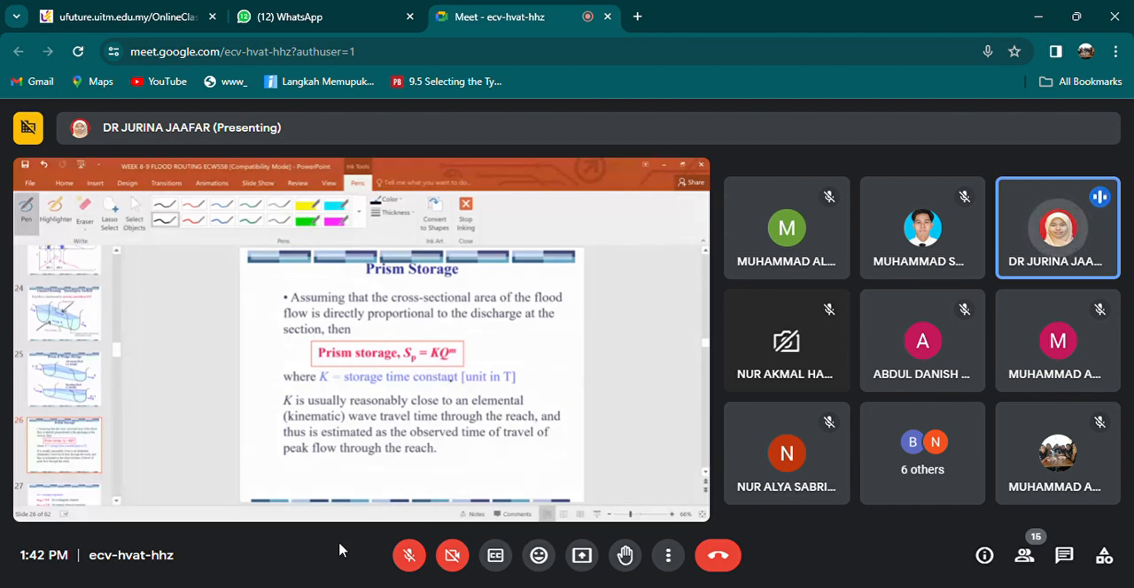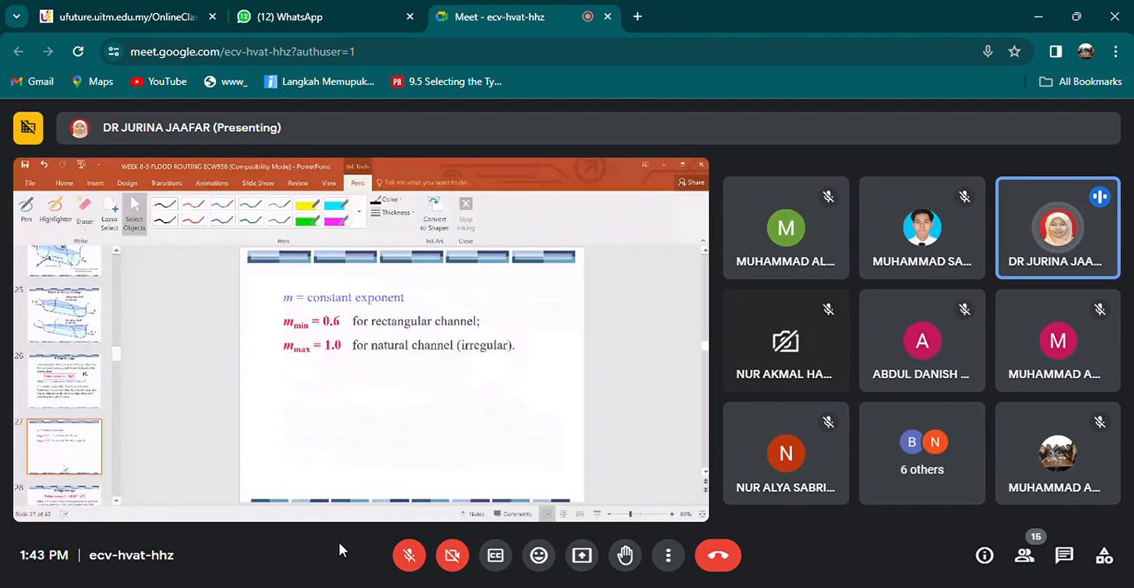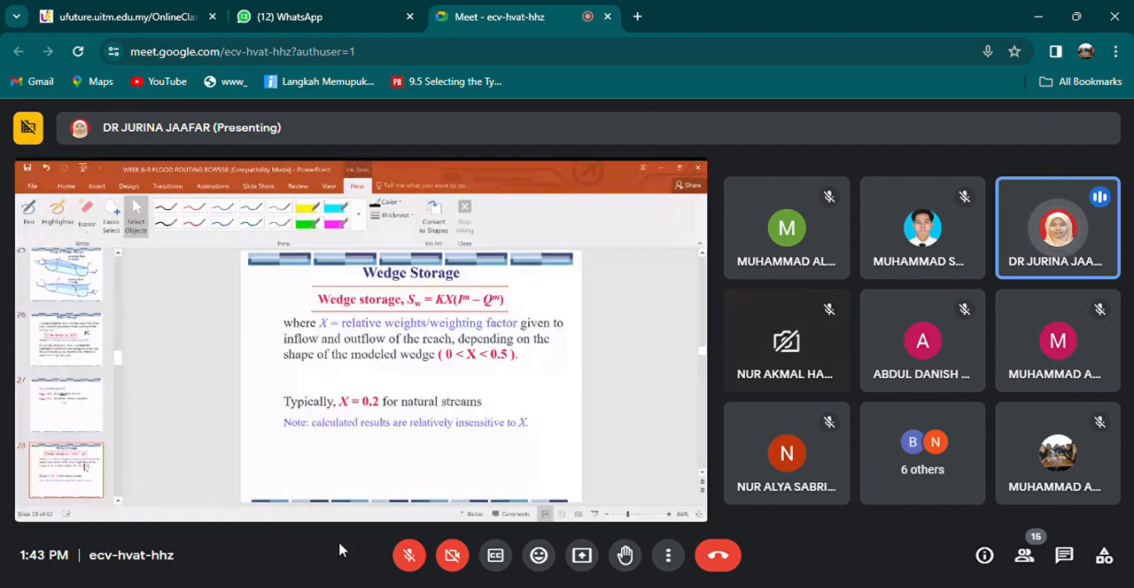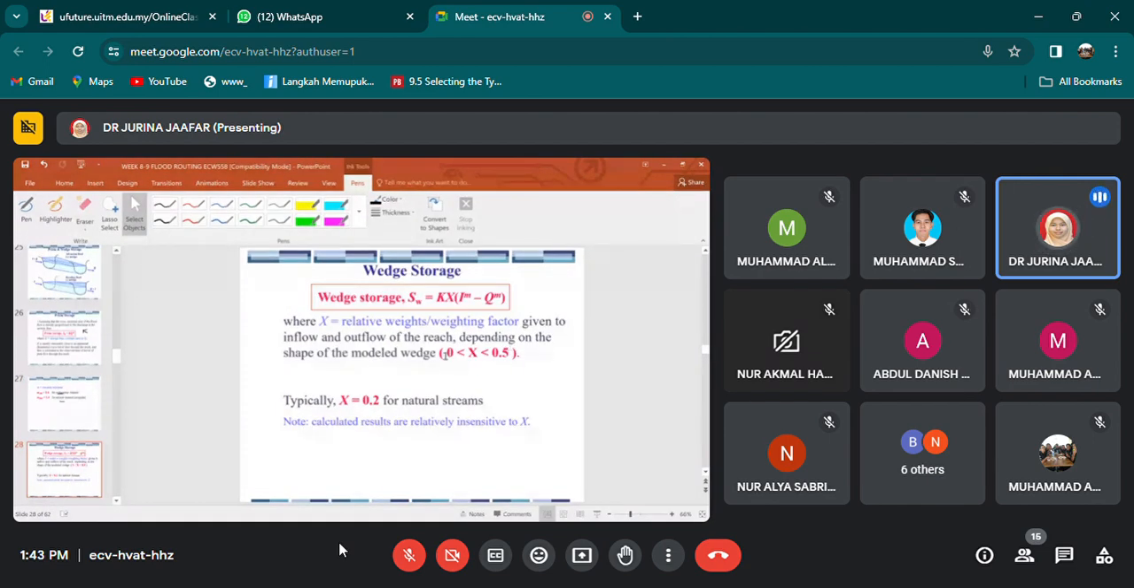So the important thing about the river, dia akan pakai parameter K. K adalah storage time constant. Dia ada dua, satu dalam bentuk prism dan satu bentuk wedges tu. Dan M adalah to describe the river, a rectangular river or natural channel. Dan dia adalah using also the value of X. So nak cerita kat sini.